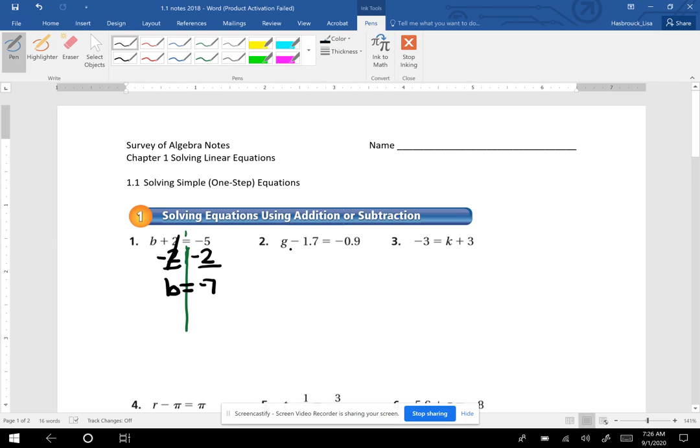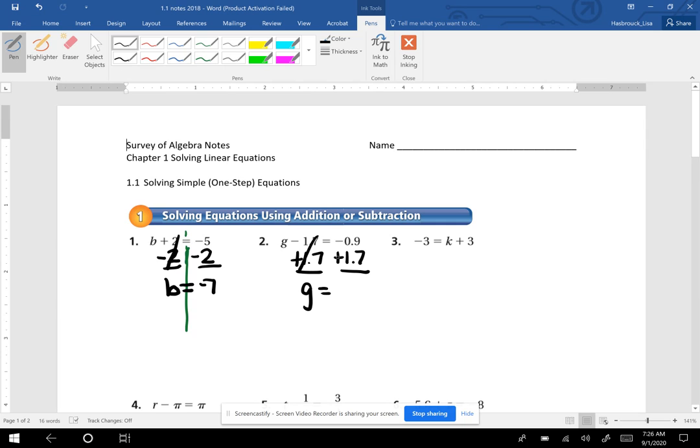For number 2, we're trying to get G alone. We need to move the minus 1.7. To move it, we do the opposite, which is plus 1.7. I add 1.7 below the minus 1.7, and then I'll add 1.7 to the negative 0.9. This leaves G alone on the left-hand side.